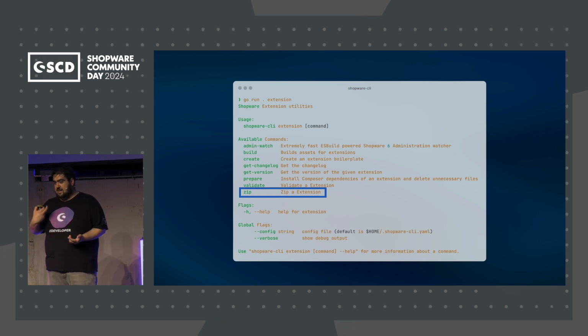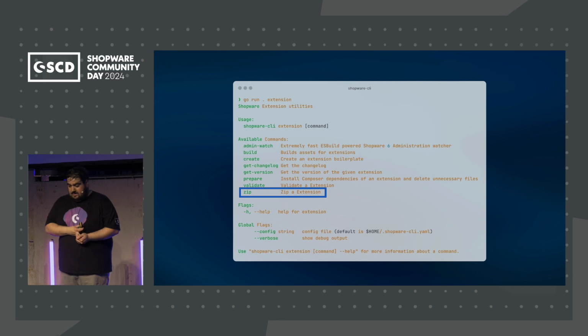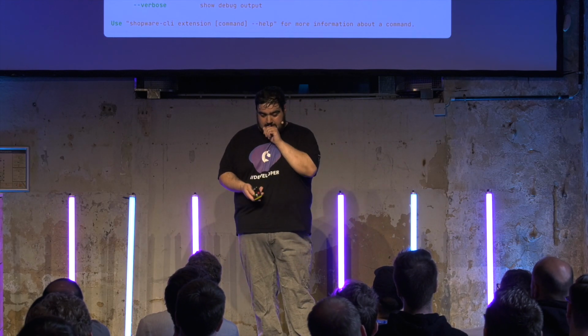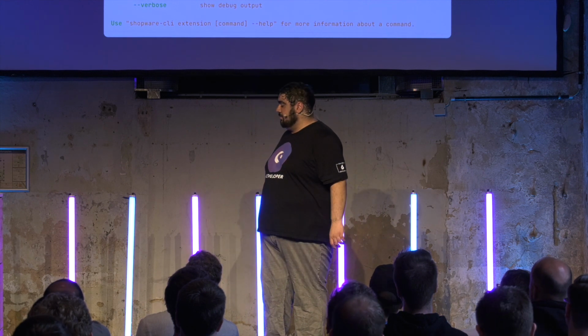But we have stuff like admin watcher. It's an extremely fast Go-based admin watcher. We can create a new extension. We can validate it, and so on, and build assets of the extension. But, of course, we just look at the zip command now.